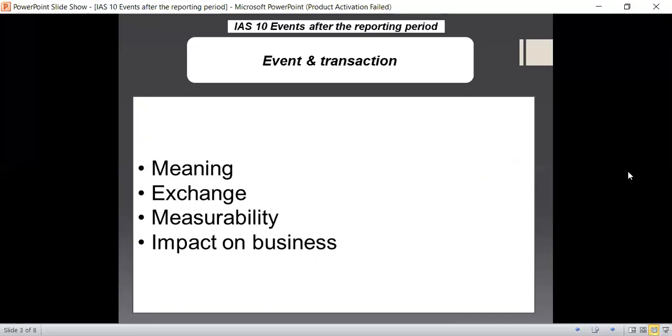The second point of distinction is about exchange. As far as events are concerned, all those events other than transactions do not involve exchange of value or resources, whereas transactions do involve the exchange of value or resources. The third point of distinction is in regards to measurability. Transactions are measurable in monetary value. But as far as events are concerned, all those events other than transactions are not immediately measurable in monetary value.